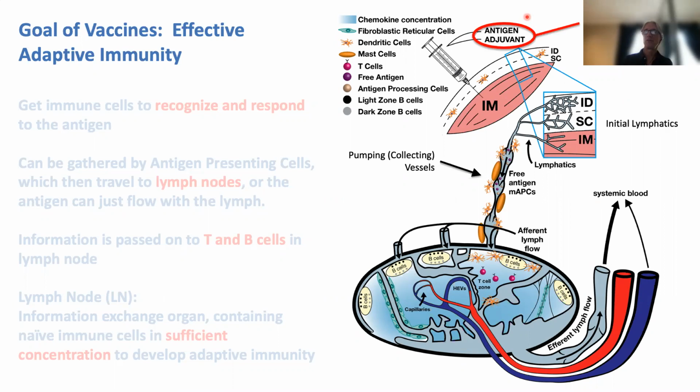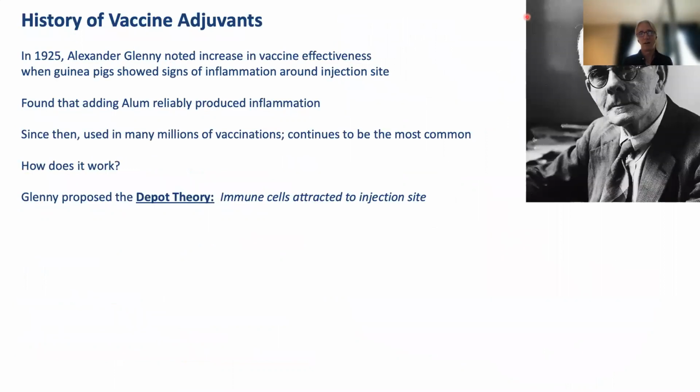And so the history of vaccine adjuvants is actually pretty interesting. It starts about 100 years ago in London, actually in South London. So it was a man named Alexander Glenny who was doing research on vaccines. And he noticed in his animals that if they showed signs of inflammation around the injection site, they actually took up the vaccine better. So then he said, all right, well, let's try and find something that produces a little inflammation and inject it along with the vaccine.